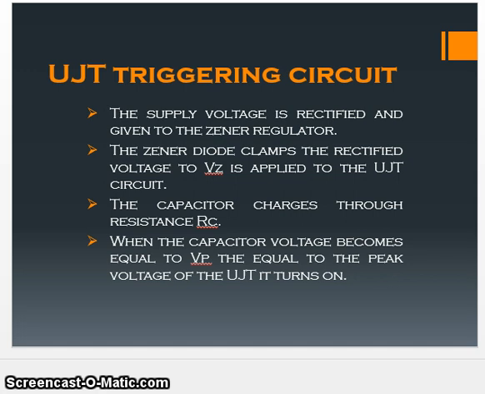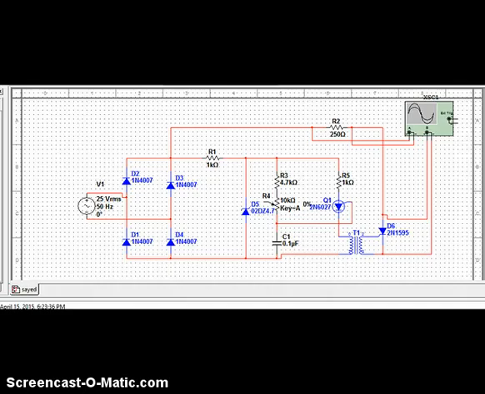With UJT working in the oscillator mode, the external resistances R1, R2 are small in comparison with the internal resistances RB1, RB2 of UJT bases. The charging resistance R should be such that its load line intersects the device characteristics only in the negative resistance region. As you see here, we have built the UJT relaxation oscillator circuit using the Multisim software.